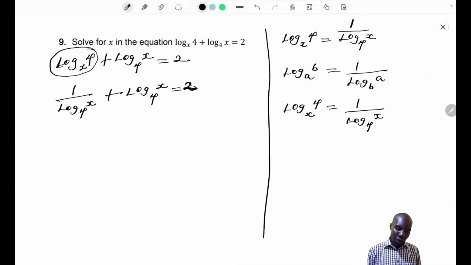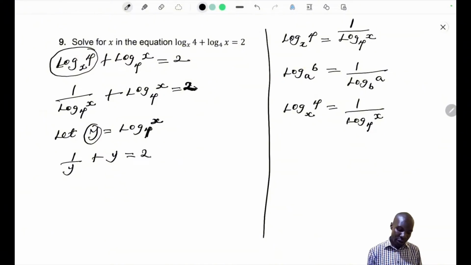So at this stage we'll say let y equal log of x to base 4. So if y is equal to log of x to base 4, then we'll have 1 over y plus y equals 2 over 1. So the LCM is y. Y goes into y 1 times, 1 times 1 is 1, plus 1 goes into y... y times y is y squared, equals 2. So we have 1 plus y squared over y equals 2.